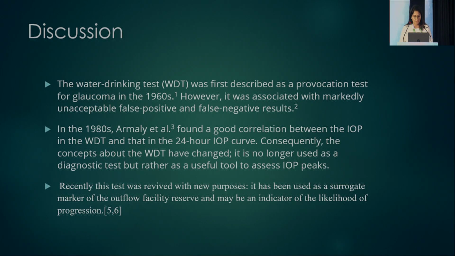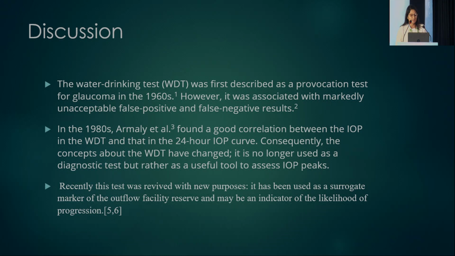The water drinking test was first described as a provocation test for glaucoma in the 1960s. However, it was associated with markedly unacceptable false positive and false negative results. In the 1980s, Armaly et al. found a good correlation between the IOP in the water drinking test and the 24-hour IOP curve. Consequently, the concept about the water drinking test has changed and it is no longer used as a diagnostic test, but rather as a useful tool to assess the IOP peaks.